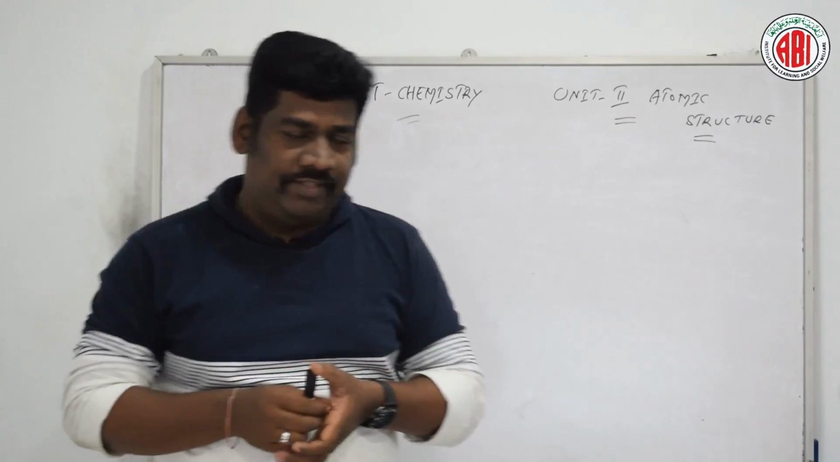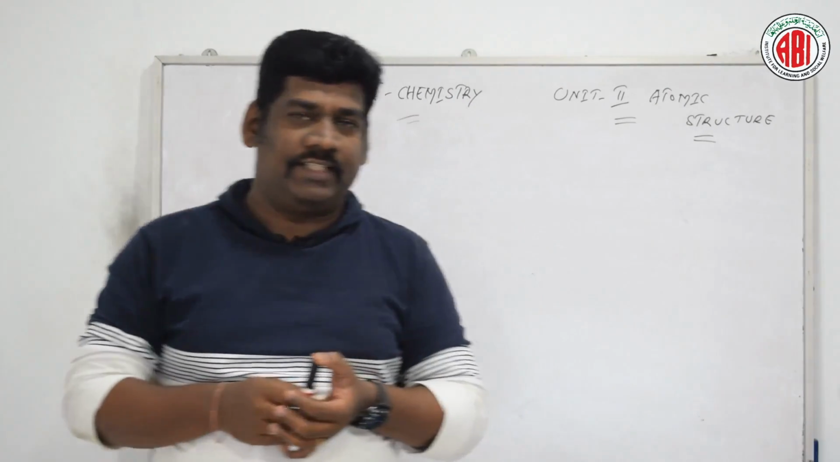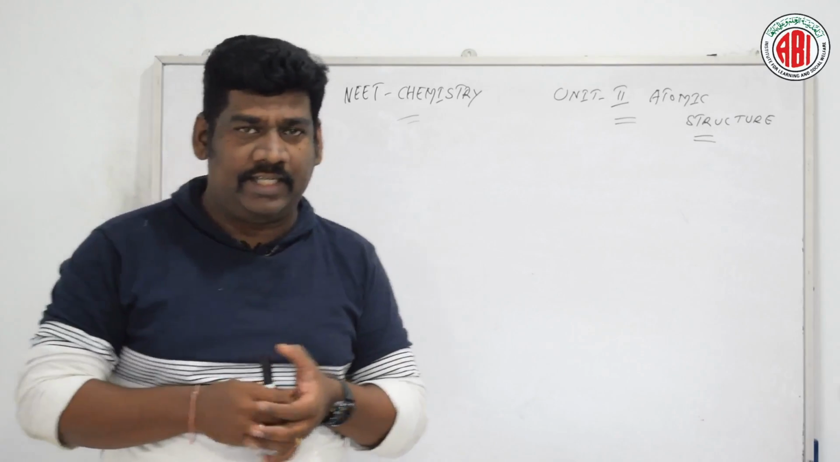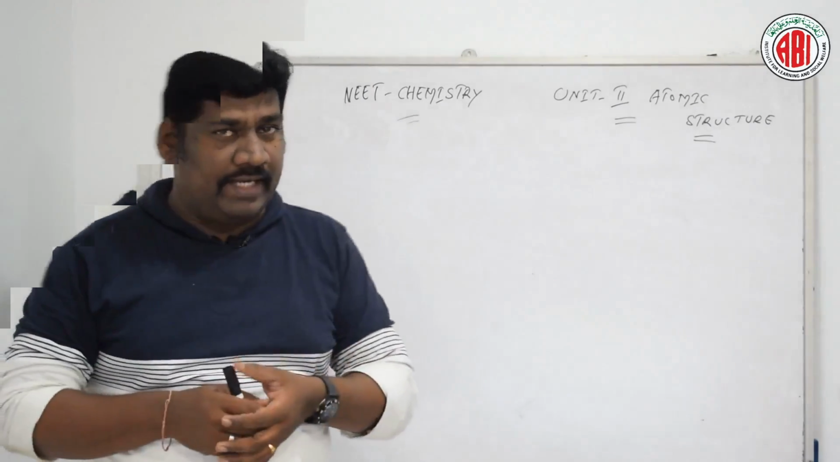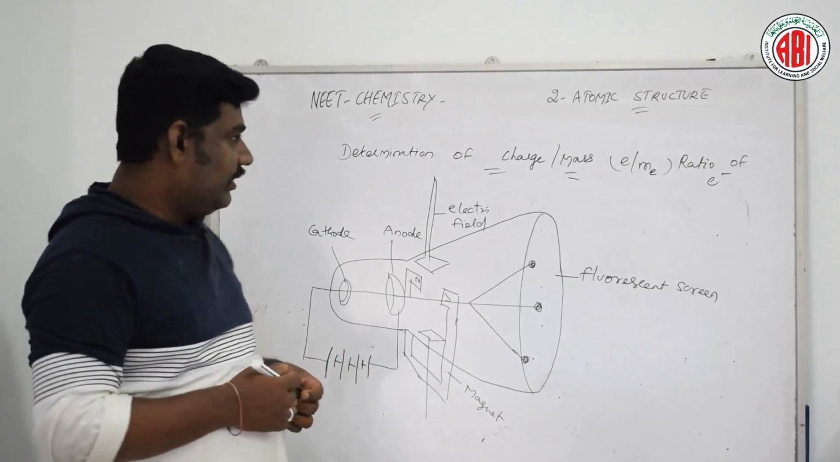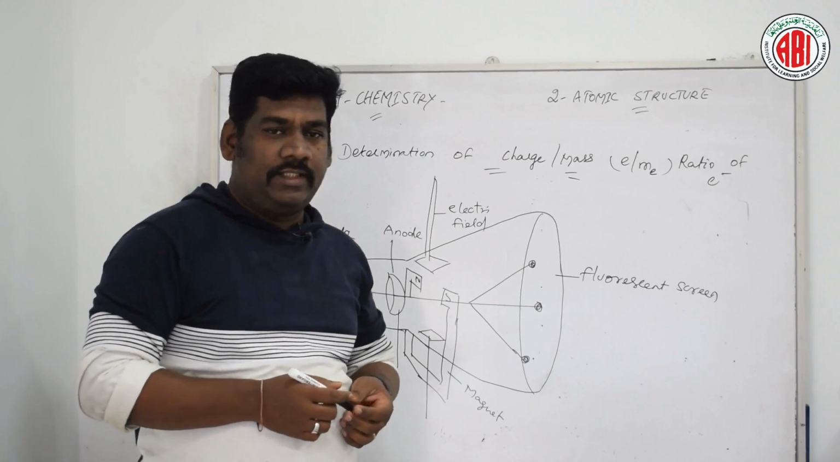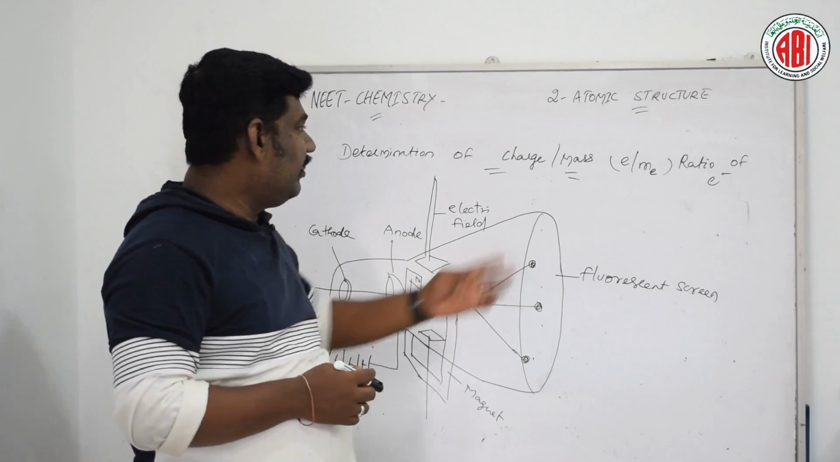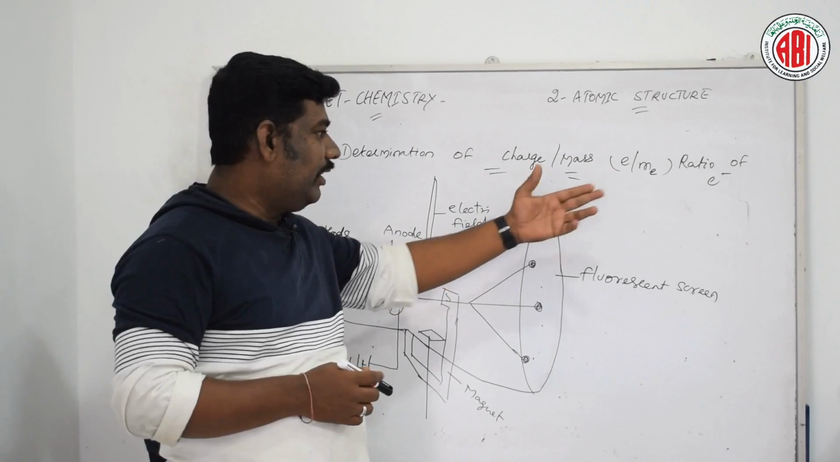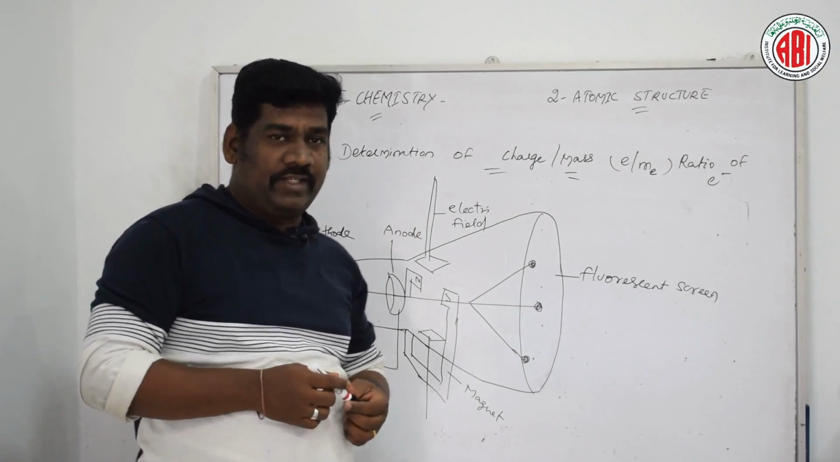As you know, we have started our NEET series and we are discussing each and every chapter in detail in chemistry as well as in biology. So this is the apparatus J.J. Thomson used for the determination of the charge by mass ratio of the electron.